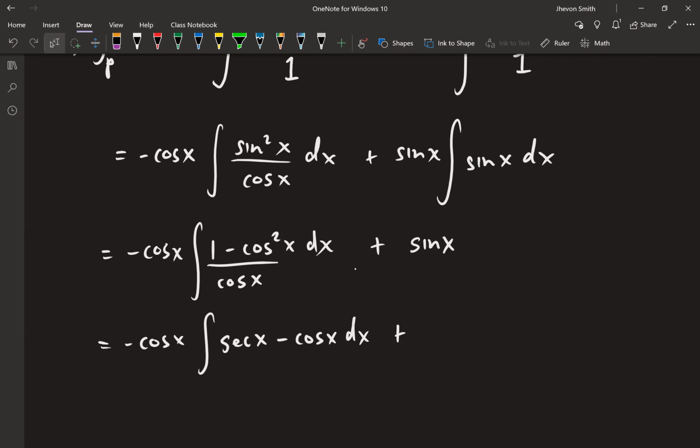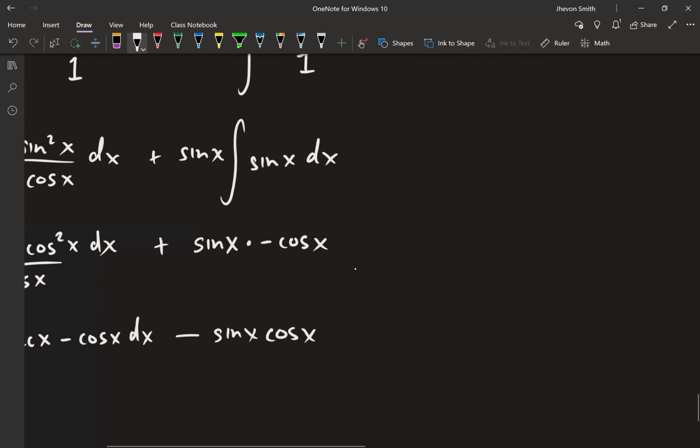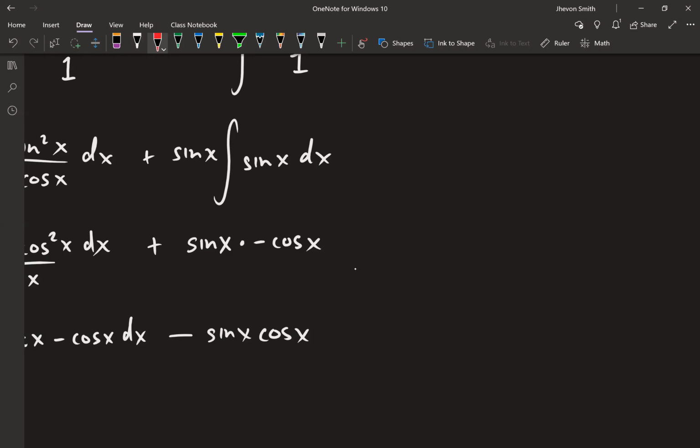Here, the integral of sine x we know is minus cosine. And again, I can ignore the arbitrary constants. And so this here is going to be minus sine x cosine x. Just in case someone's going to point it out, we deliberately ignore the arbitrary constants.